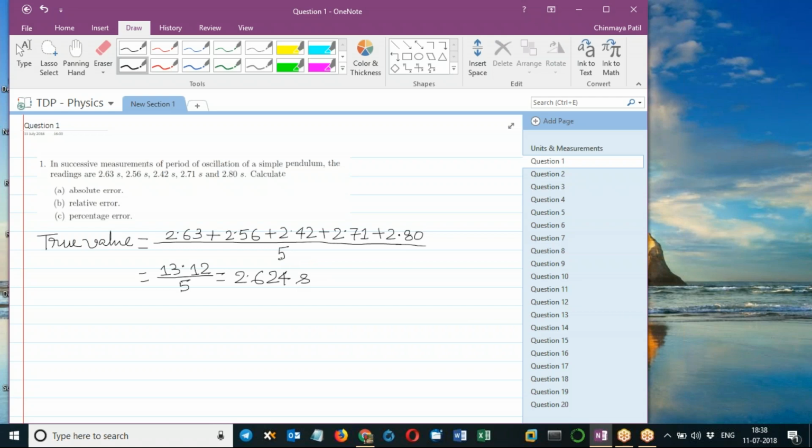The reason is that all the given numbers are given in 2 decimal places. The exact explanation is that whatever numbers are given, the one having the least decimal places, that is what we need to provide in the result. As we see, in the given numbers the least decimal places is 2. So the number 2.624 seconds has to be reduced to 2 decimal places, and it becomes 2.62 seconds.